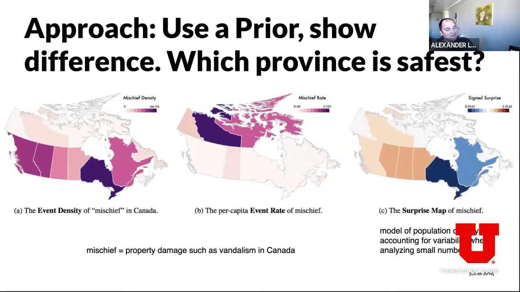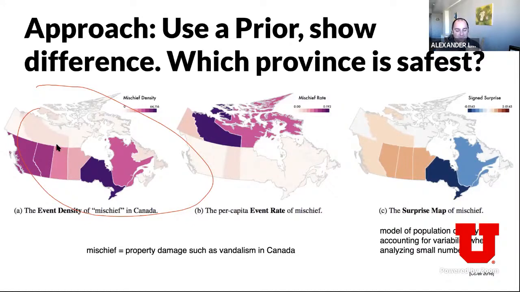Another approach: one thing you should always do if you do something like mapping is that you typically don't want to show absolute values. So here on the left in this map, we have a type of crime in Canada called mischief. Mischief is a minor, non-felony crime, right?